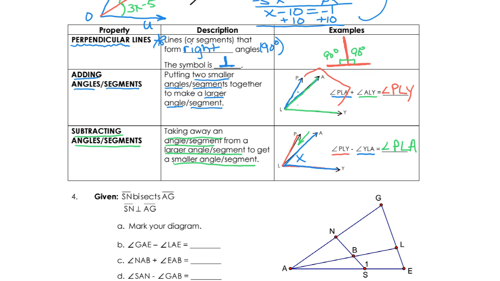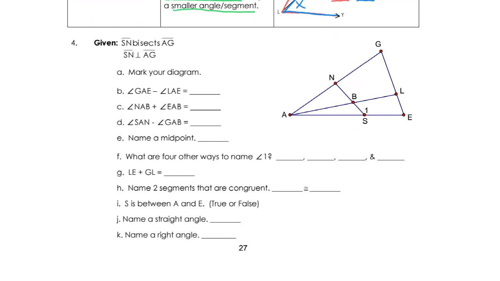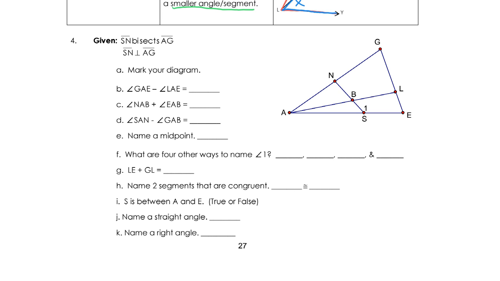Okay. All right, so let's go ahead and see an example with adding and subtracting. We got a big problem here where we have to name stuff, and right in the given are two things that we have to make sure we read, we think about, and we mark our picture correctly. So the first one up, SN bisects AG. Again, bisects means to cut in half. So SN cuts in half AG, which means AG is being cut in half. So when I look for AG, I see his one half, I see his second half. And now this has been marked.